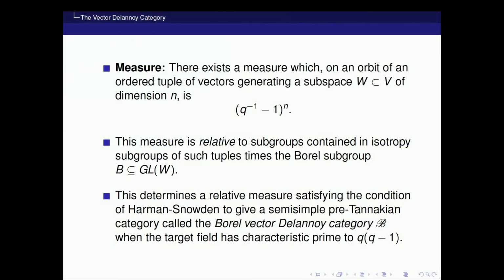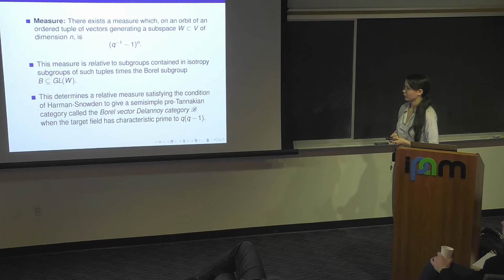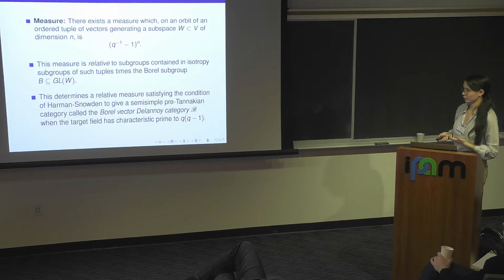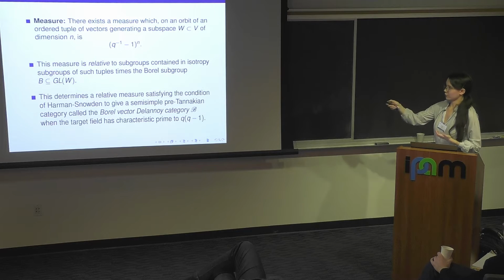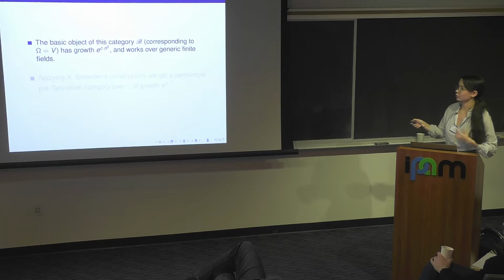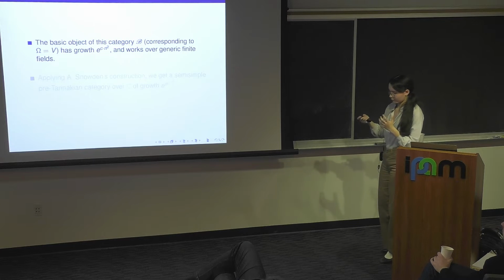And so one can find that this does in fact satisfy this amalgamation property and the other conditions which one needs to use this construction of Nate Harman and Andrew Snowden to give a semi-simple pre-Tannakian category. And if I do it in this way, I call it the Borel vector Delannoy category. And this works, like I said, as long as the target field has characteristic prime to q and q minus 1. And so the basic object, again, will be the underlying set of this oligomorphic group.